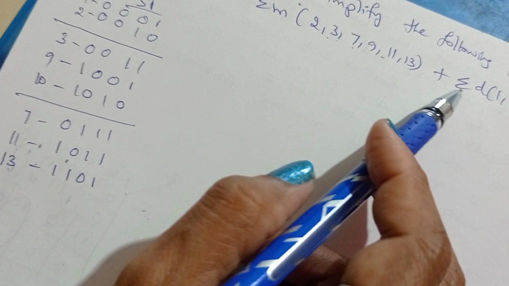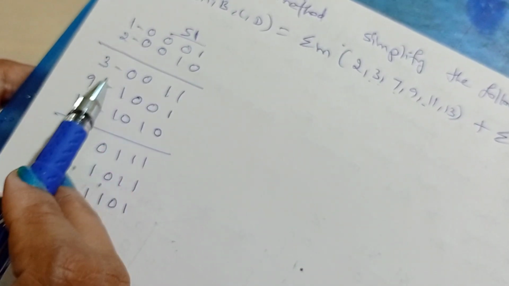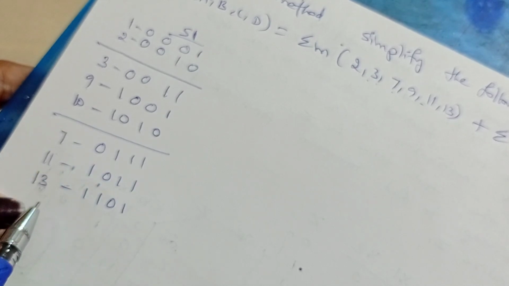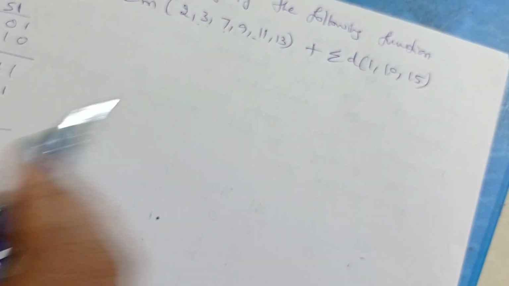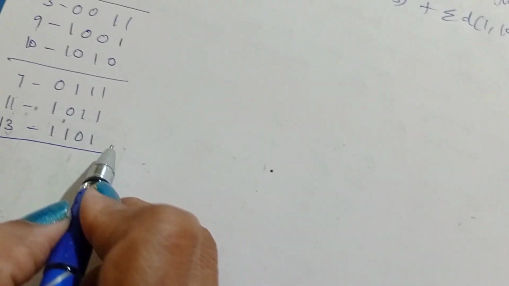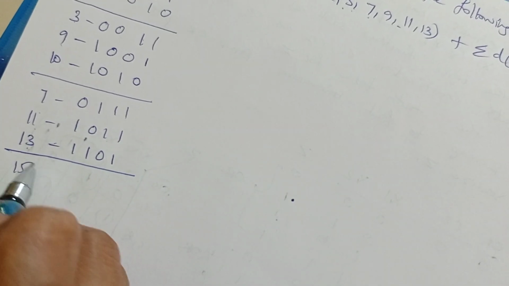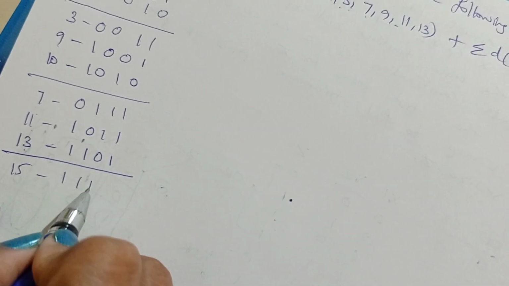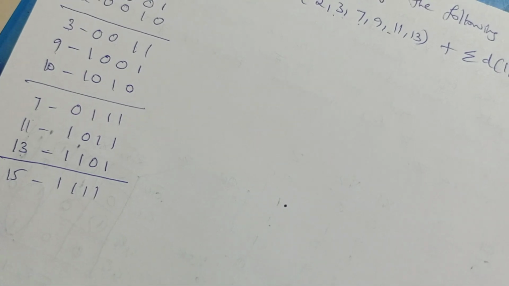We'll check the don't care: 1, 10, 15. 1 is completed and here 10 is completed. Now we need to write only 15. So in 15 we'll be having all ones. It is one group.